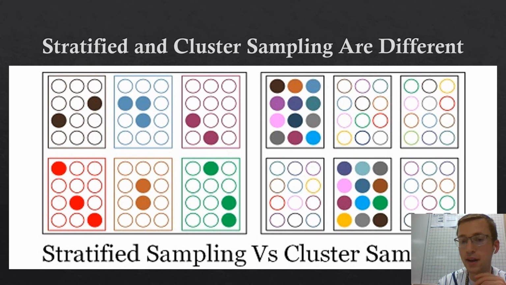Whereas on the right side, we have very mixed groups, kind of naturally occurring groups. We're just kind of bunching them up. And instead of taking some from all of our groups, we are taking all subjects from 2 of our groups. So all from some.